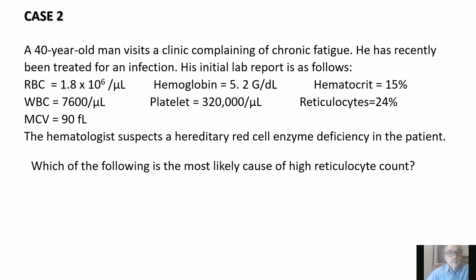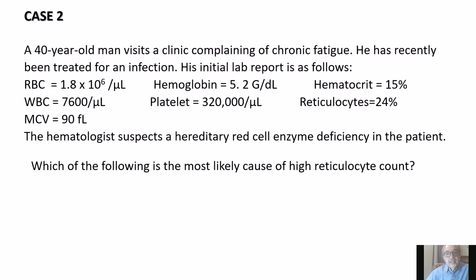Case 2. A 40-year-old man visits a clinic complaining of chronic fatigue. He has been treated for an infection. Initial lab report: RBC 1.8 million, hemoglobin 5.2 grams, hematocrit 15, WBC 7,600, platelet 320,000. And look at the reticulocytes, 24%, MCV 90 femtoliter.